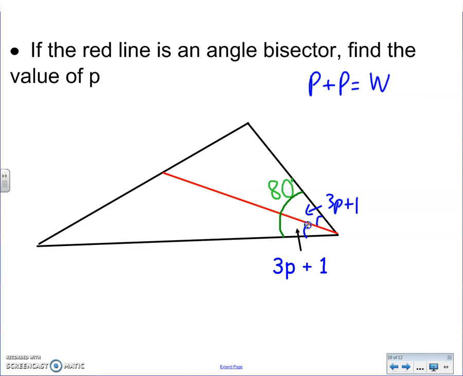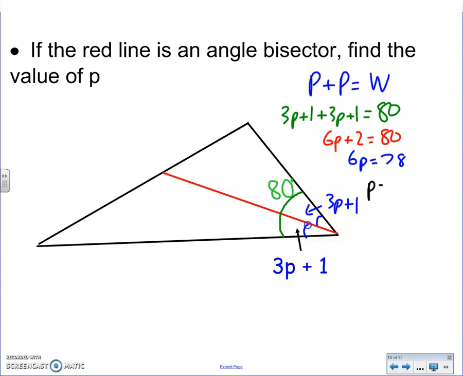So I'll say 3p plus 1 plus another 3p plus 1 is supposed to equal the whole thing, which is 80. Combine like terms, that is 6p plus 2 equals 80. Subtract 2 from both sides, 6p equals 78. Divide by 6, p equals 13. That's the answer. If they asked me to plug it in, I could. Well, 3 times 13 is 39 plus 1 is 40. So each piece is 40. The bottom part is 40, the top part is 40. Of course, 40 and 40 make 80 together.